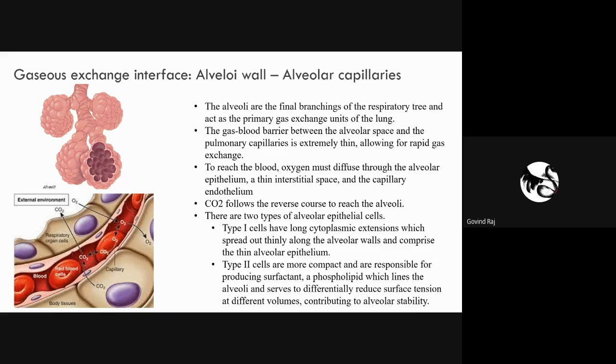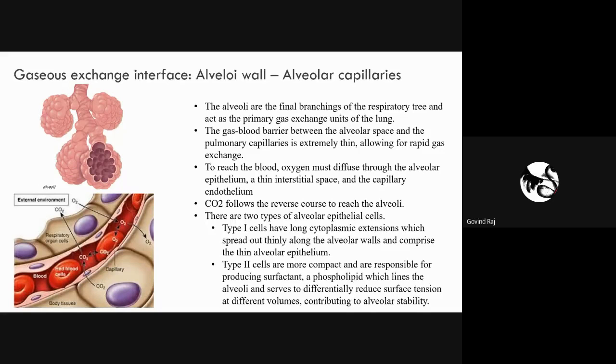To reach the blood, oxygen must diffuse through the alveolar epithelium, a thin interstitial space, and the capillary endothelium. The CO2 follows the reverse course to reach the alveoli. That is how the oxygen is diffused into the blood. The exact opposite steps are there for the carbon dioxide.